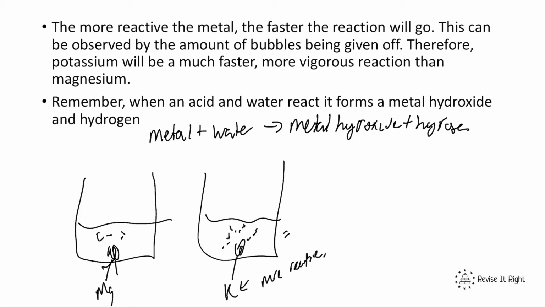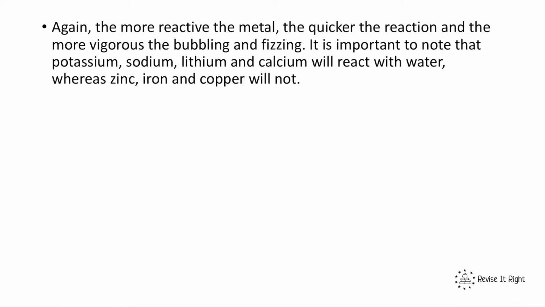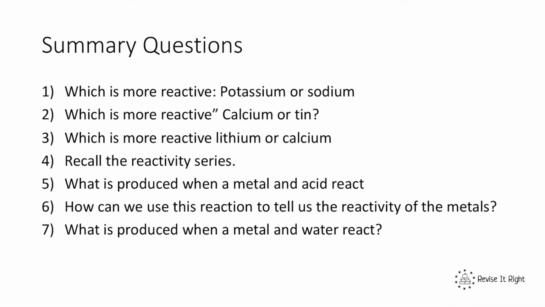So the point of that is to understand that we can use both acids and water to tell us how reactive a metal is because of how quickly the reaction occurs and how many bubbles are given off. So here we have some summary questions. Pause the video to have a go. Okay, question 1. What is more reactive, potassium or sodium? Potassium is more reactive. What's more reactive, calcium or tin? Calcium. Lithium or calcium? Lithium. And then we've got to recall the reactivity series.